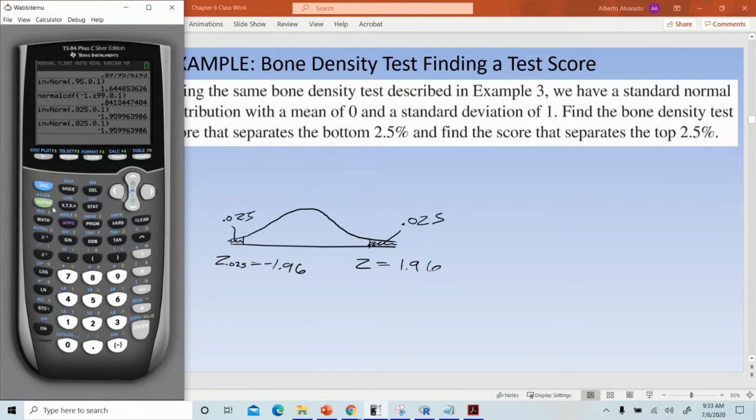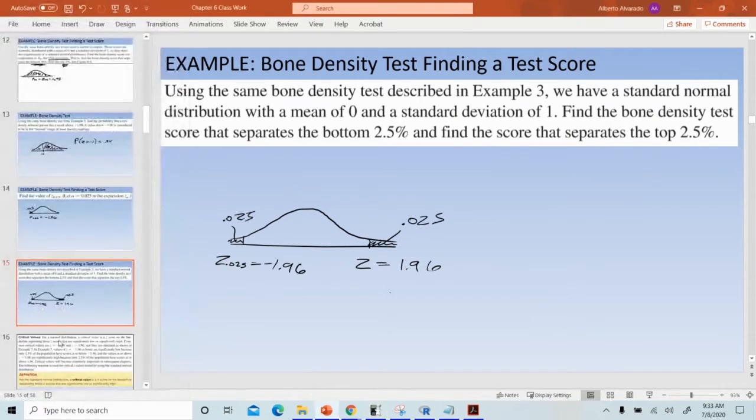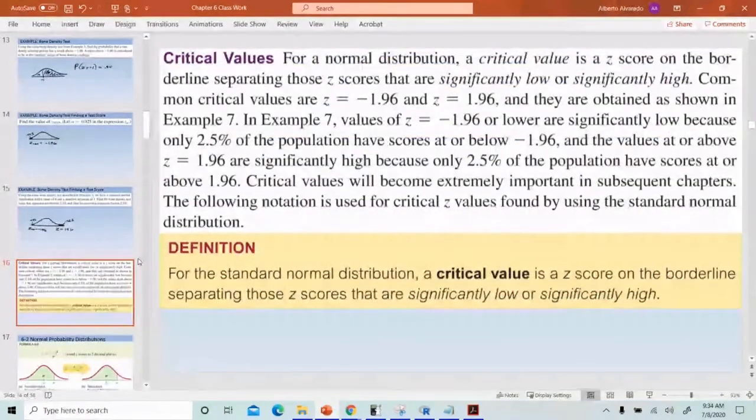which is 0.975. You can do inverse norm of that left area, 0.975. And it'll give us the same thing, 1.96, the positive. But however, if I can, I'll type less. I'll try to type less and just use symmetry. That's a lot easier. Okay, so good to know.